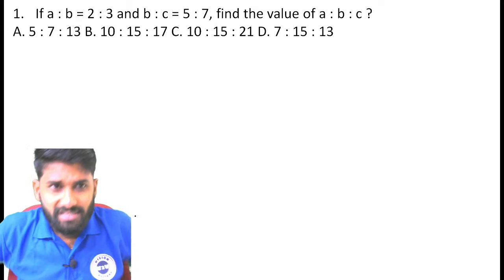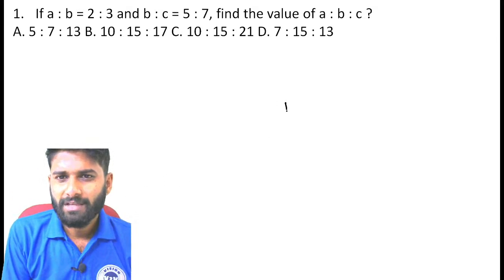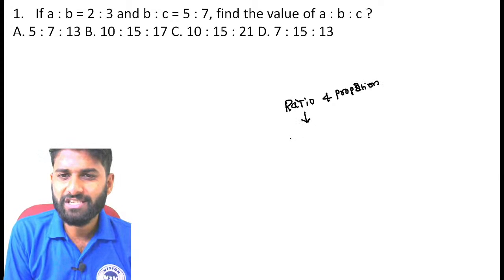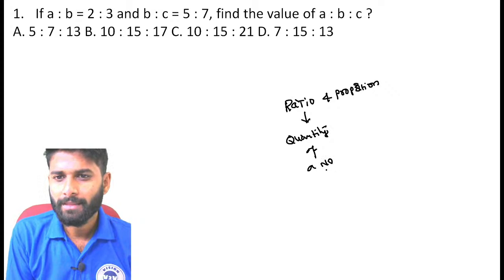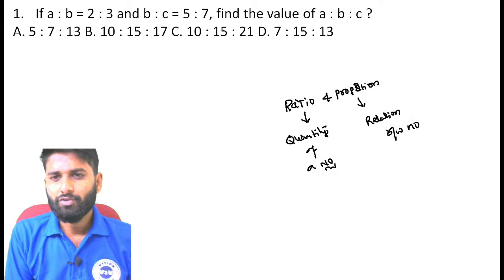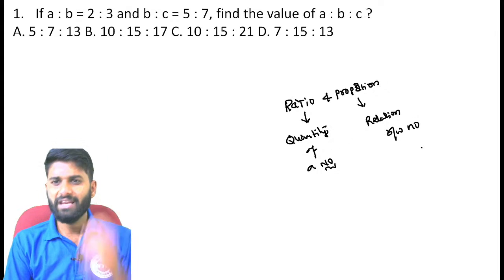We'll start our question number one. Just find the ratio. First of all, here the concept of ratio and proportion. Generally, ratio deals with the quantity of a number, and proportion can be defined as a relation between the numbers. So ratio deals with the quantity of a number, and proportion deals with the relation between the numbers.